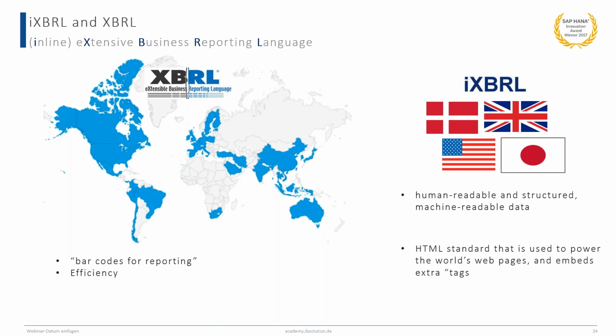And it has been called for a while the barcodes for reporting. iXBRL is something that is more recent, and you can see that these are the 4 countries at the moment which are using this format to submit to authorities. The difference is that it's not only machine readable like XBRL is, but it's also human readable and structured. This helps when you are doing checks and when you're reviewing the annual reports, and it's much easier to use because you have 2 options, human and machine readable.